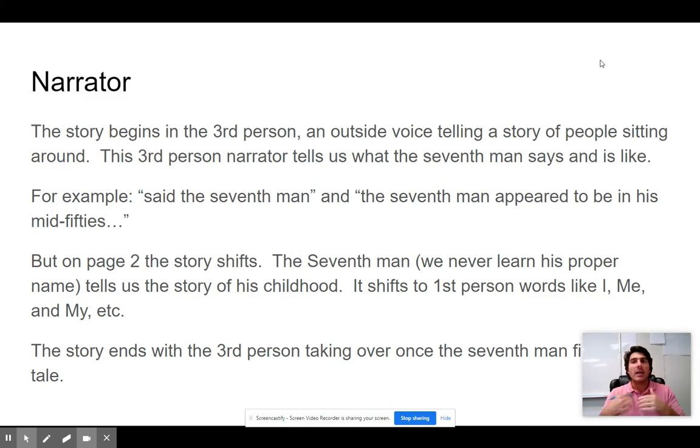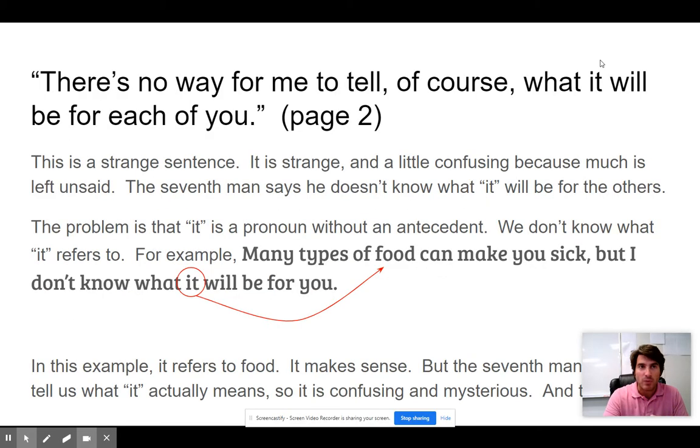All right. He says, I, me, my, etc. The first word there is I grew up. And then, as I mentioned already, the story ends in the third person taking back over. And we will talk more when we get to the end. All right. Make sure you keep the narrator straight, because otherwise you might be rather confused.